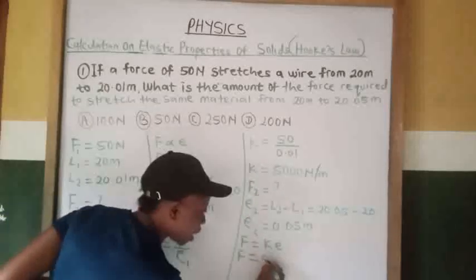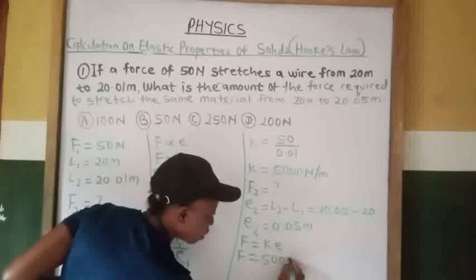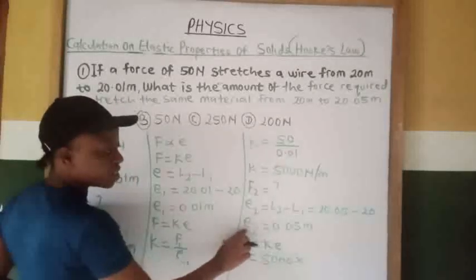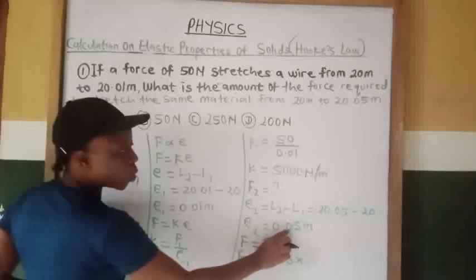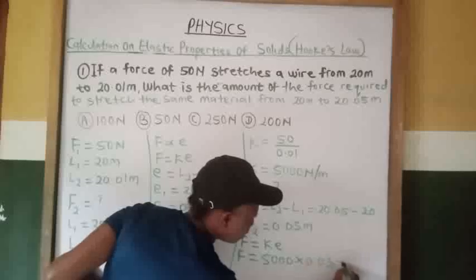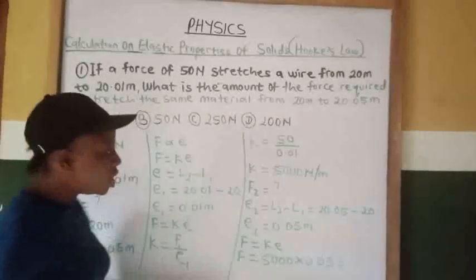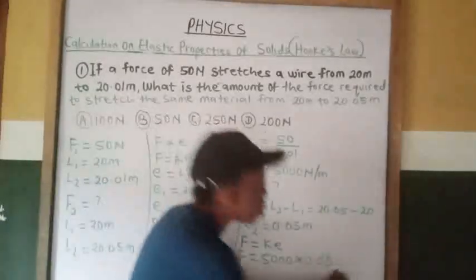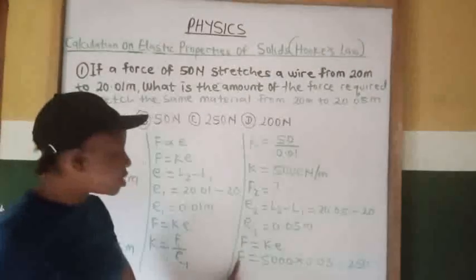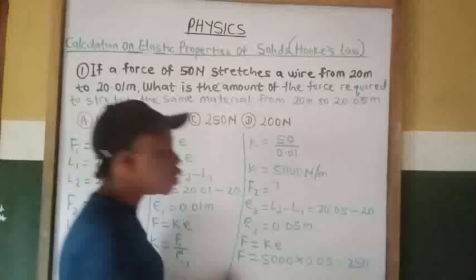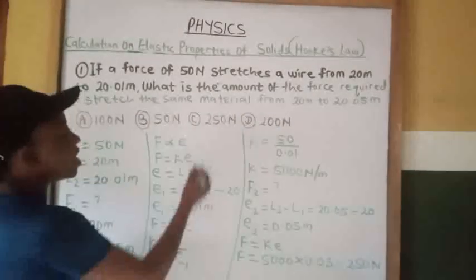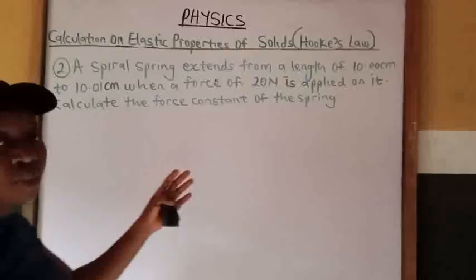So that is 5,000 multiplied by extension E2, which is 0.05. So 5,000 times 0.05 will give us 250. F is in Newton, so 250 Newton. So the correct answer is option C.